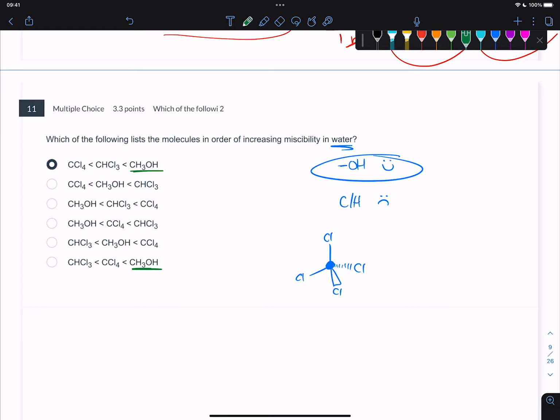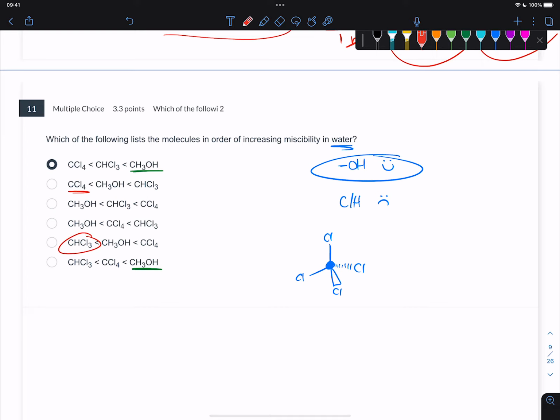Okay, actually, this is a relatively simple question. Now, things that are not going to be highly miscible, you want things that have lots of carbons, or they have carbon surrounded by 4 identical atoms. Those are going to give you very, very nonpolar things. So things like CCl4, very nonpolar. And then you have ones that are in the middle.